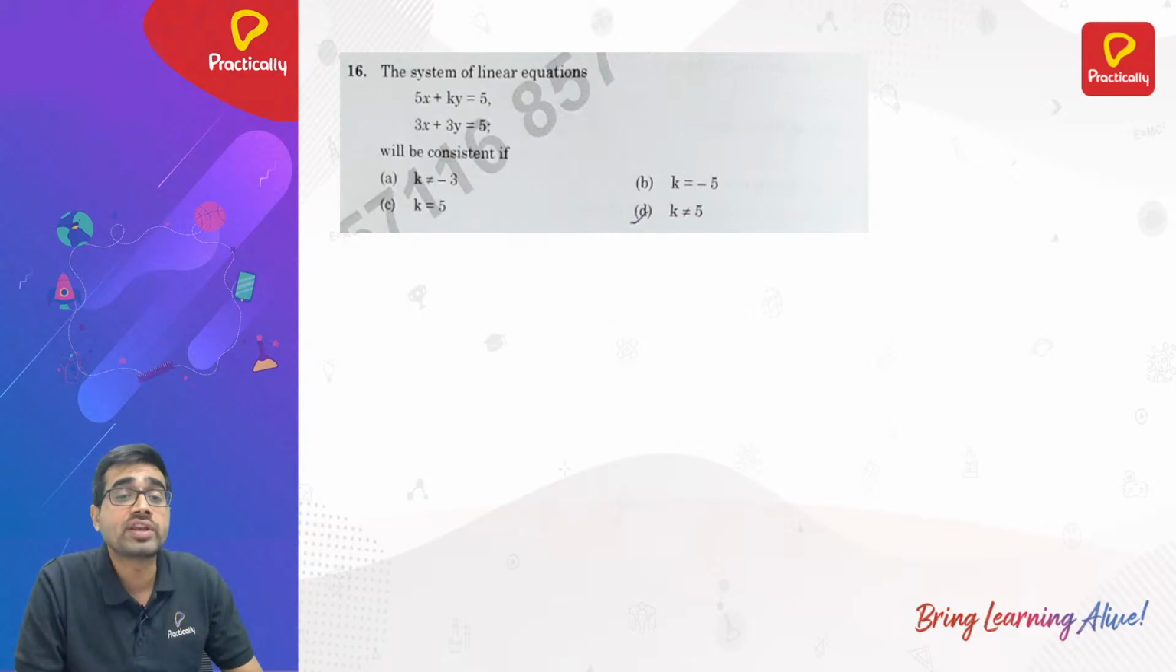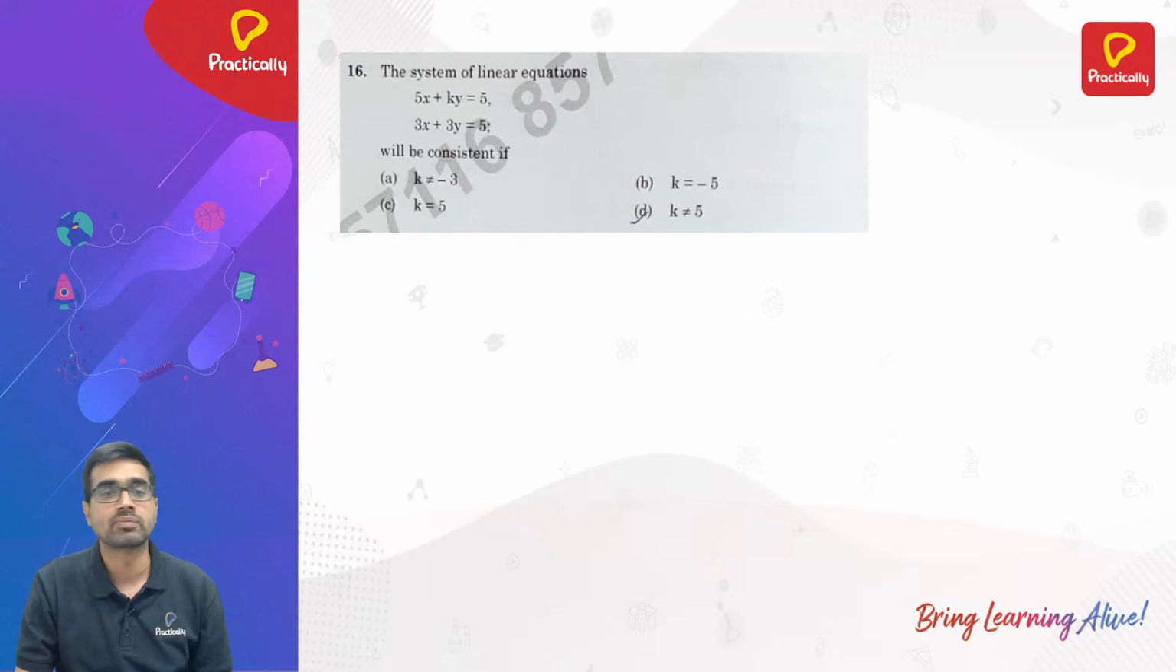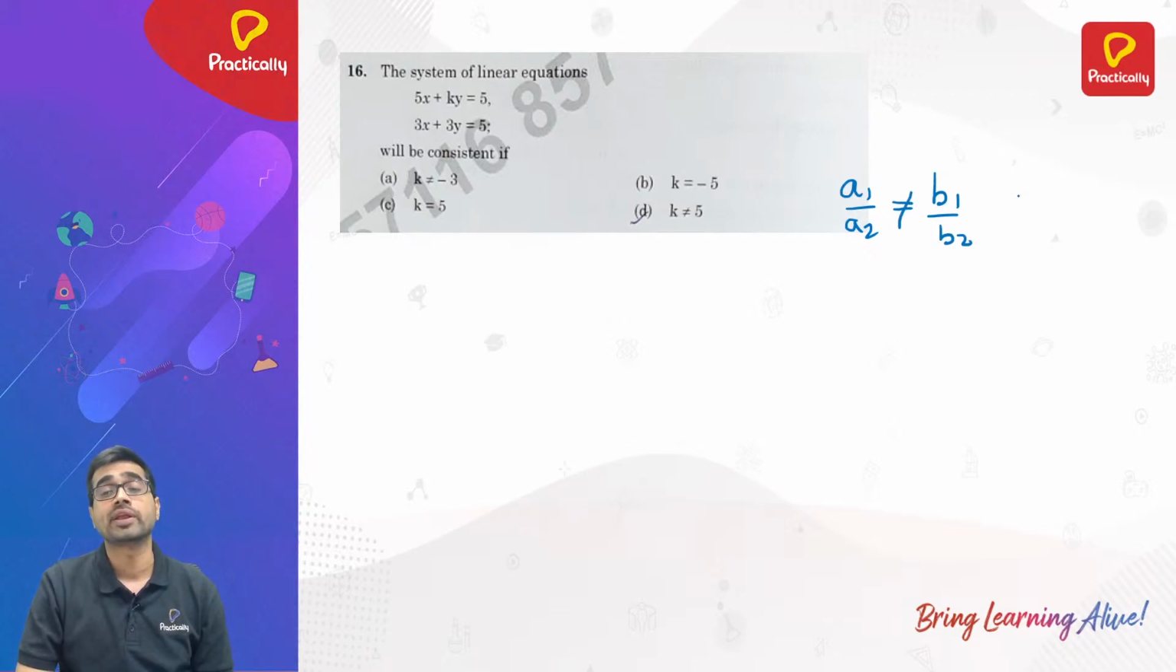Now the system of linear equations is consistent. See, it's a very simple problem. You are told in class 10th only, if a1 upon a2 is not equal to b1 upon b2, this gives you a consistent unique solution. Okay, consistent unique solution.